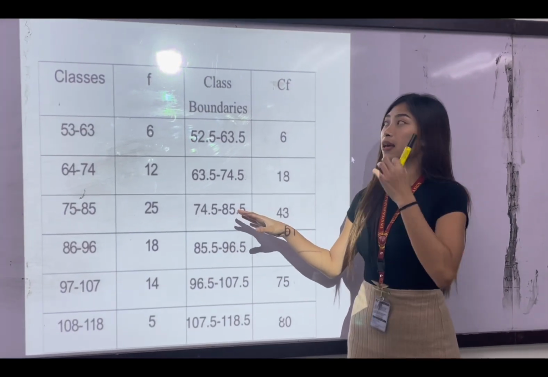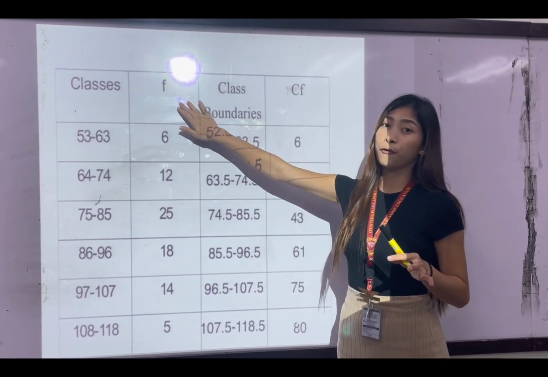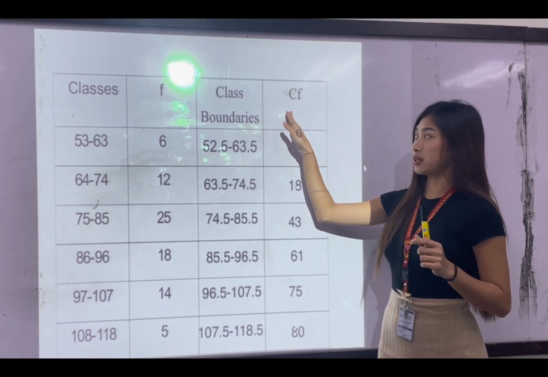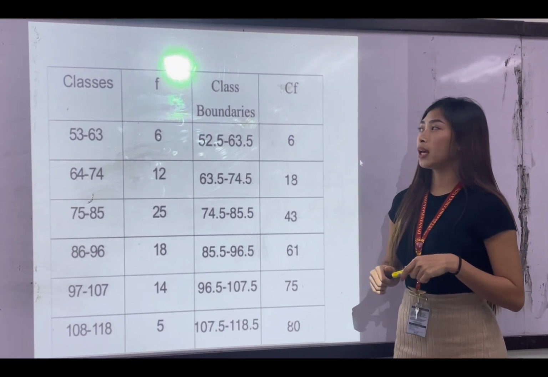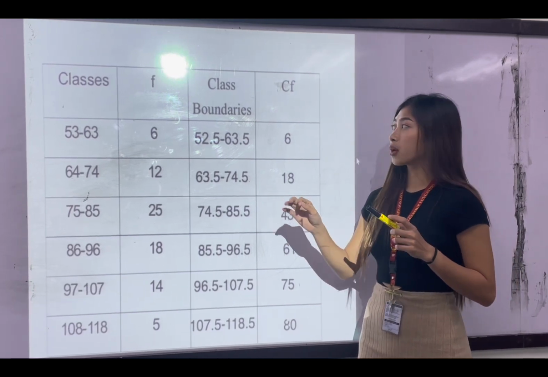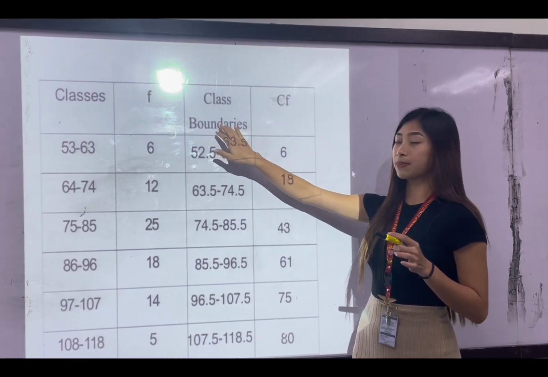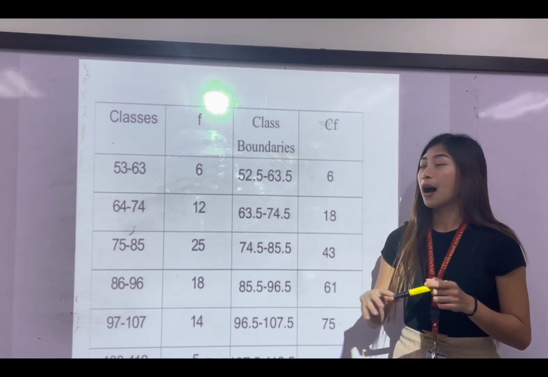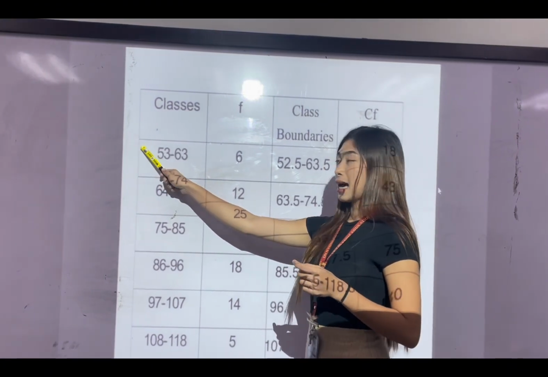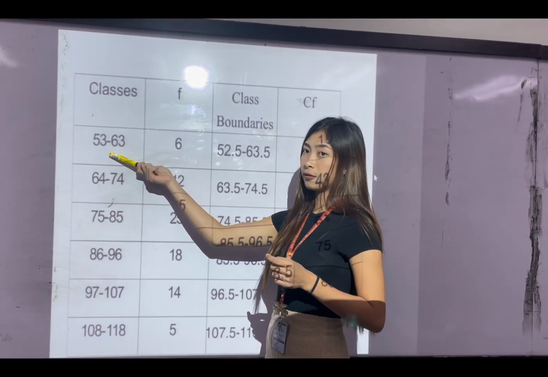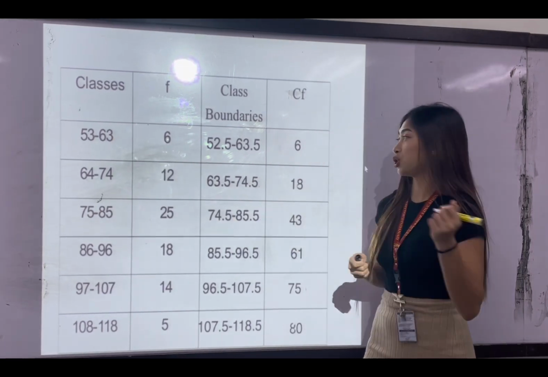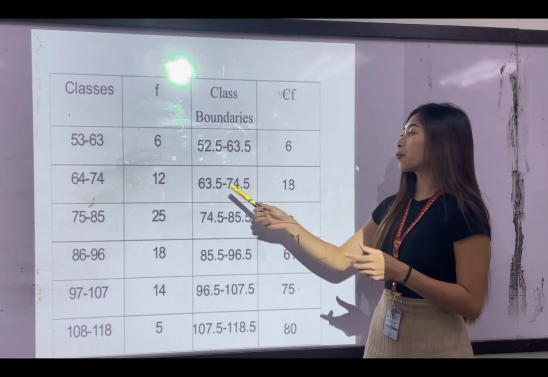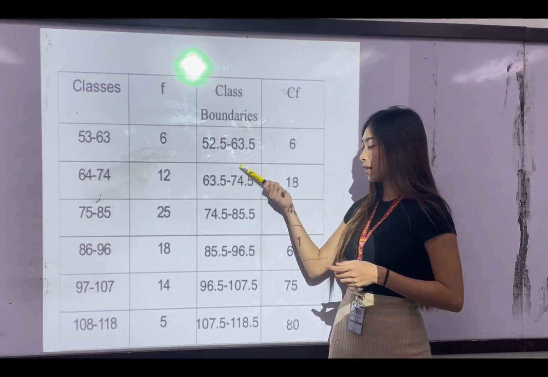As you can see, we have classes, f or frequency, class boundaries, and CF or cumulative frequency. Before we use the formula, we need to find the class boundaries. We just subtract 0.5 from the lower class limit and add 0.5 to the upper class limit. So that is 52.5 to 63.5, 63.5 to 74.5, and so on.